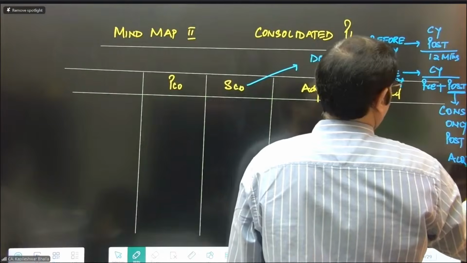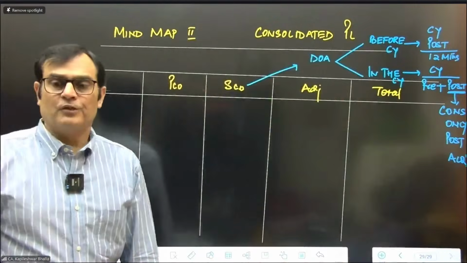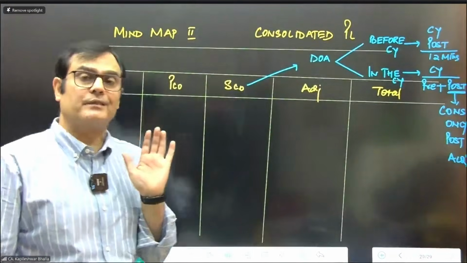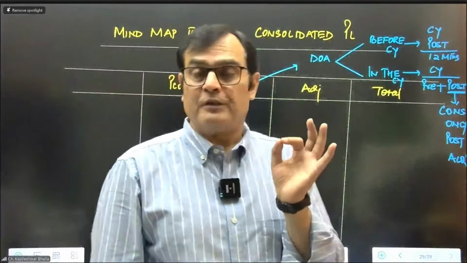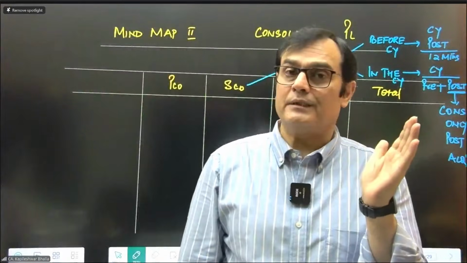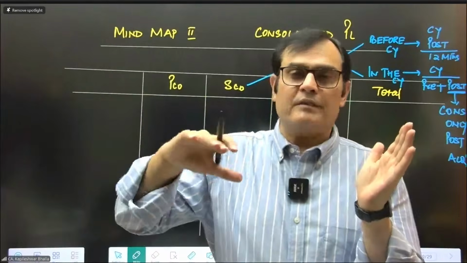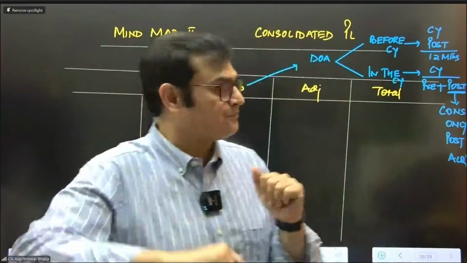We need to consolidate only post-acquisition. So your first focus point would always be to look at the date of acquisition. If your date of acquisition is before the current year, you take 12 months of income and expense. If it is in the current year, pro rata.